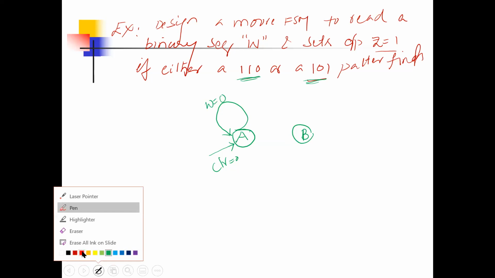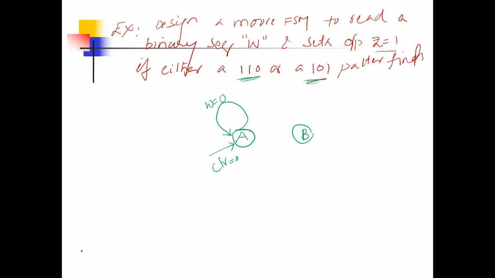Suppose the input bit is 1. Whenever you are at state A and the input bit is 1, go to state B. So W equal to 1 means the next state is B. Okay, this is the next state. For A, the next state is B.